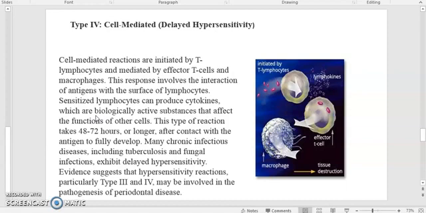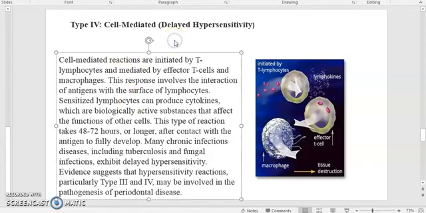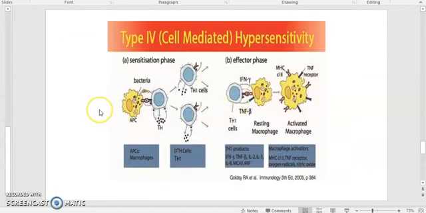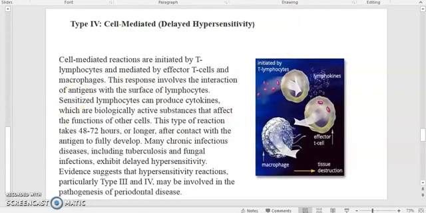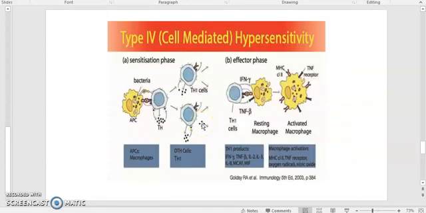On activation, the Th1 cell... In type 4 hypersensitivity reaction, the reaction is divided into two phases. The first phase is the sensitization phase, and the second phase is the effector phase. In the effector phase, on activation, the Th1 cell releases cytokines, and that causes the accumulation and activation of macrophages, which in turn cause local damage.